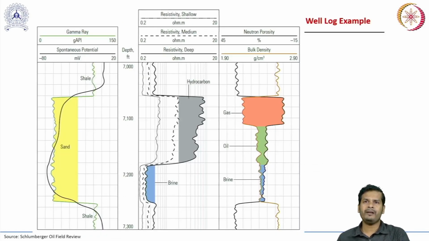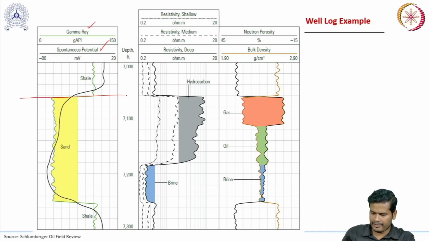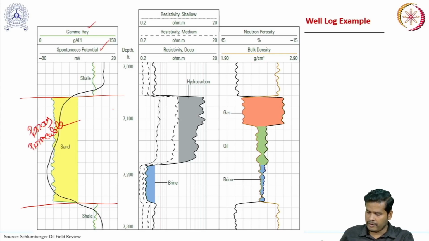To give you an example, we have seen this figure in the earlier classes. We have a gamma ray log and SP log, which basically tell us where you have a shaly formation or a non-shaly porous and permeable formation. From there you can identify that this is a porous and permeable formation.